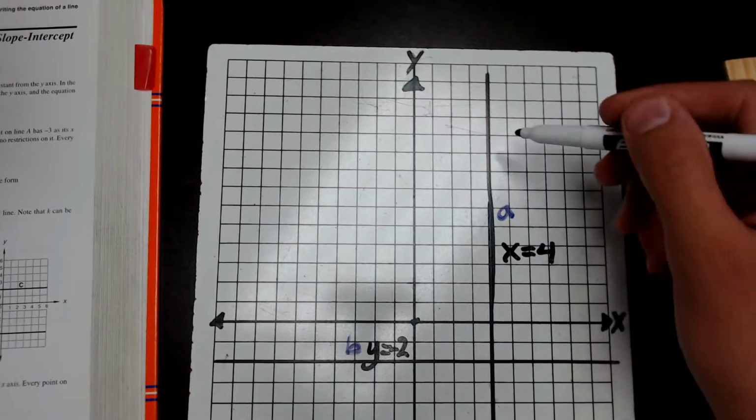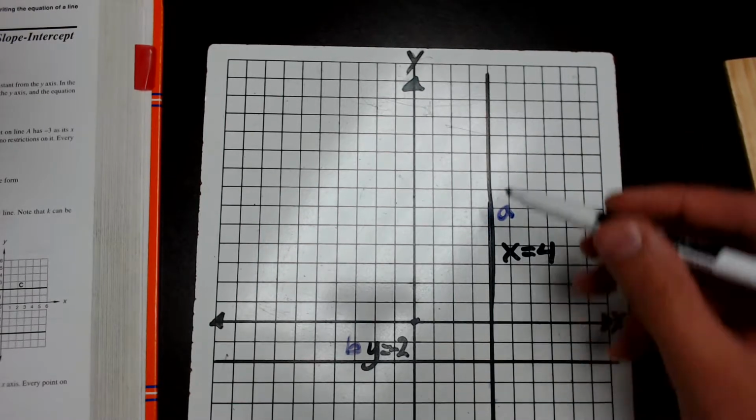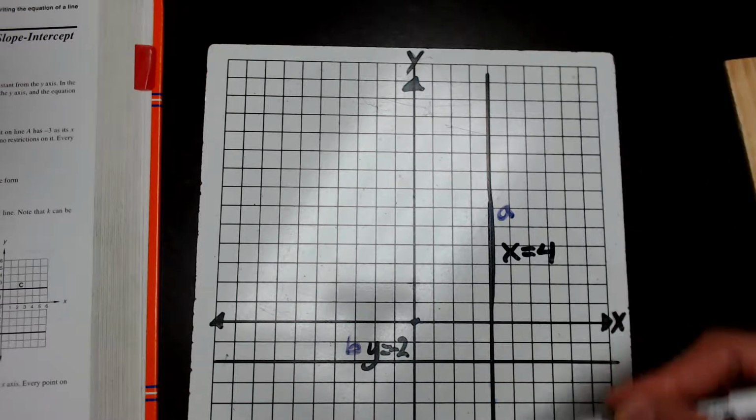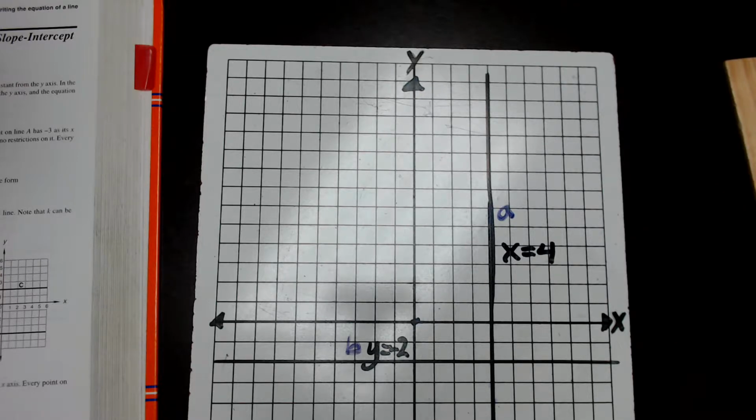So to find vertical and horizontal lines, find what axis they touch, and then find the value on that axis. And then x equals 4, or y equals negative 2. So all horizontal lines will always be y's, because they never touch x. All vertical lines will always be x's, because they never touch y. So that's horizontal and vertical lines.